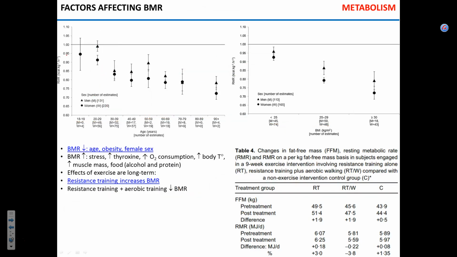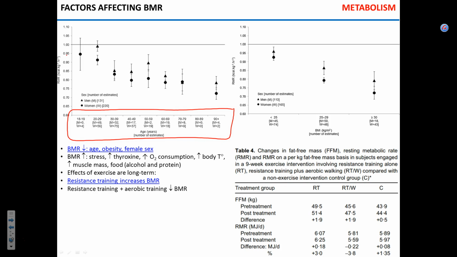Now, what can affect basal metabolic rate? So I found this paper: age, obesity, being female. Let's work our way through these images. So on the left, you can see the distribution of the basal metabolic rate in the study group.